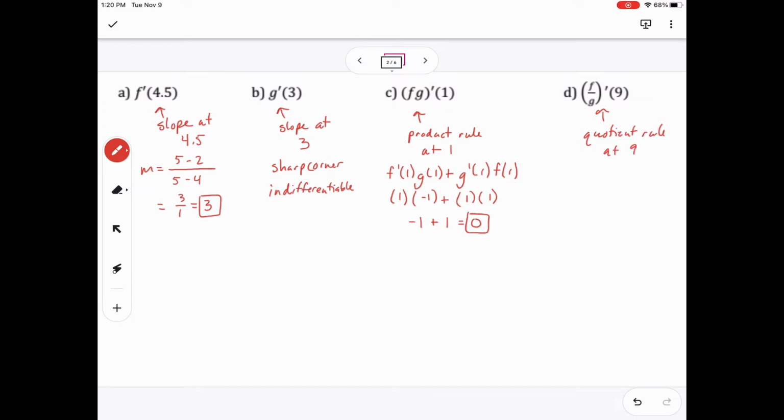I'll do the same thing for the quotient rule at 9 for f over g, or f divided by g. I'm really just using the quotient rule to write this all out. Then looking at the graph for 9, I'm able to do the same thing. I reference what the slopes of f and g are at 9, what the actual values are for g and f, and then divide by g of 9 squared.